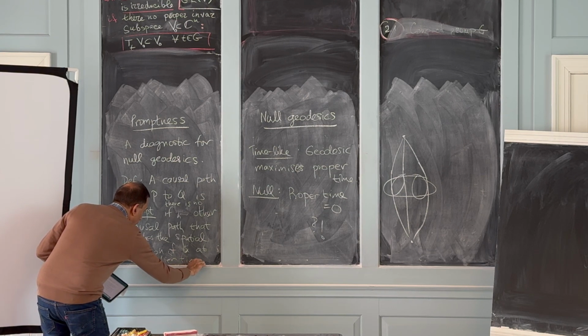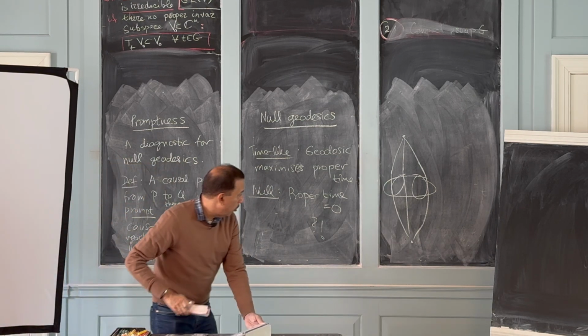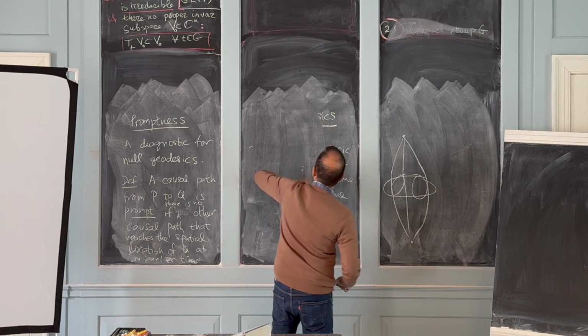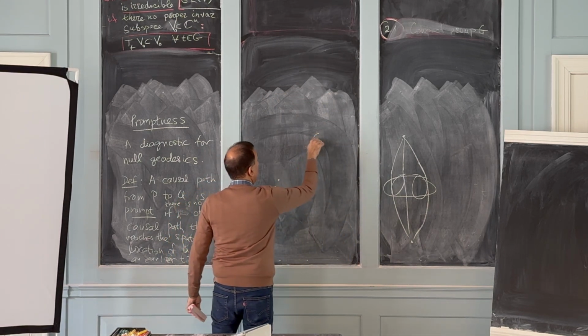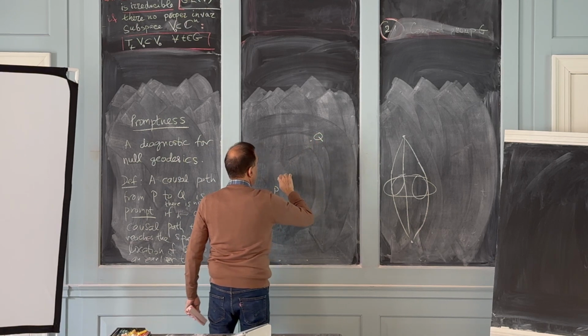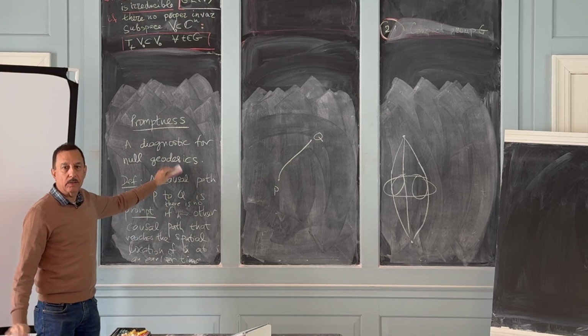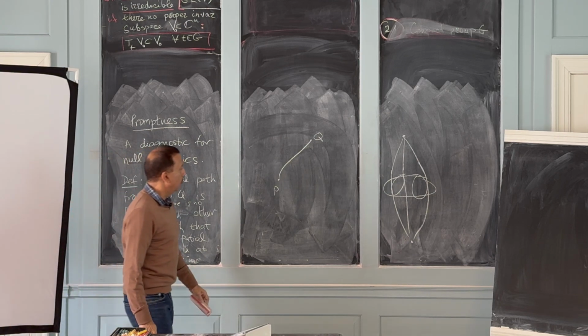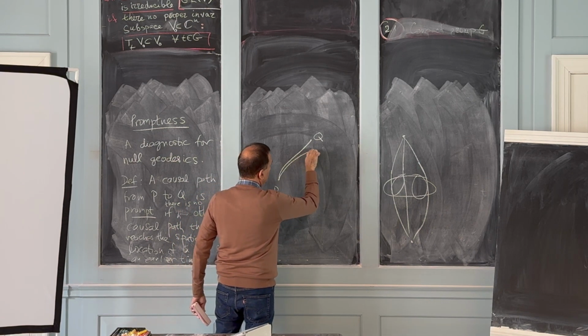So this is actually a coordinate dependent definition, and something I've been discussing with a colleague is whether this can perhaps be made coordinate independent. But let's draw it and then you'll see what I'm saying. So here's P, here's Q, and here's a causal path. By the way, nothing has been called null so far, it's just causal. So here's a causal path, and here's another causal path.